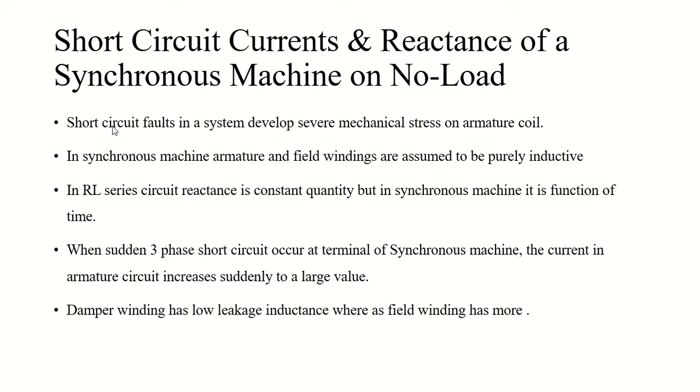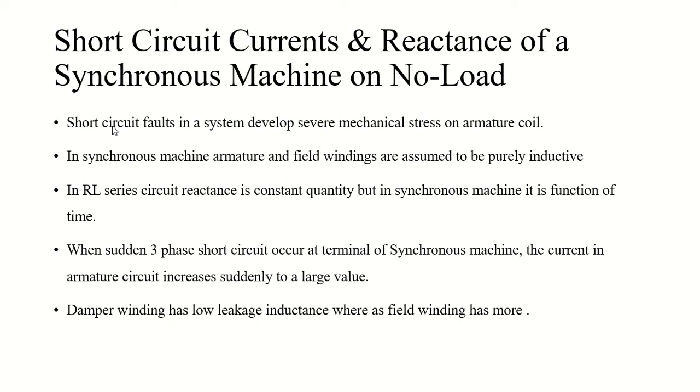So in abnormal operation of an alternator, it is subjected to transient conditions, and this transient occurs because of switching operation or any sudden change in load. Basically if there is any sudden change in load, then this transient situation will occur, right? Any sudden short circuit can also occur. These short circuit faults in the system develop severe mechanical stress on my armature coil, and because of that, it will produce some large torque which can cause major damage to my armature or the prime mover of my armature.